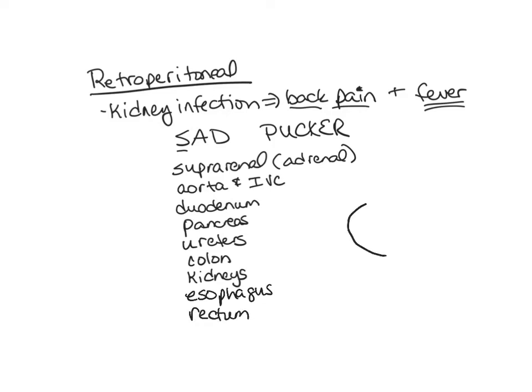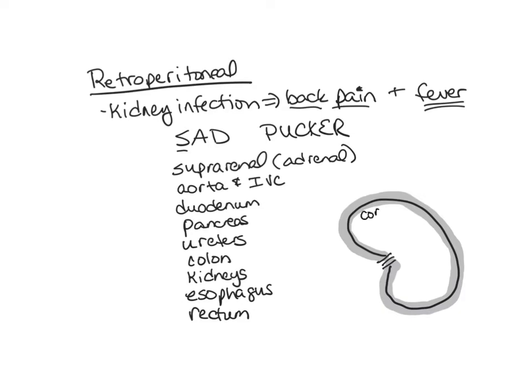So the kidneys have an outer capsule, right? Most organs are going to have an outer capsule, and so this outer capsule we call the fibrous capsule of the kidney, right? And then on the inside of the kidney, we have two layers. We have the cortex on the outside, and then we'll have the medulla on the inside. And then the very outside, that hard covering, is called the renal capsule or the fibrous capsule.